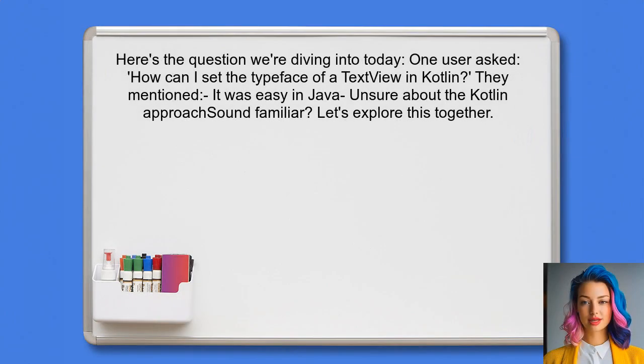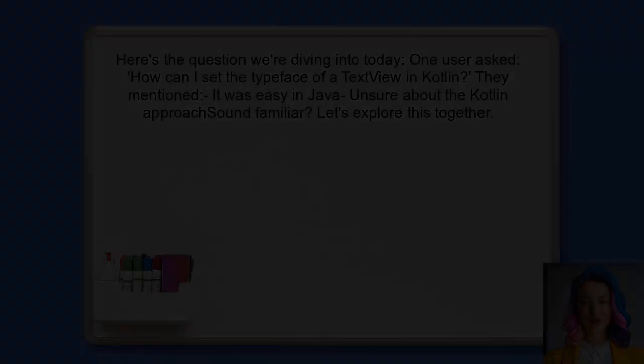Here's the question we're diving into today. One user asked, how can I set the typeface of a text view in Kotlin? They mentioned how easy it was in Java, but are unsure about the Kotlin approach. Sound familiar? Let's explore this together.